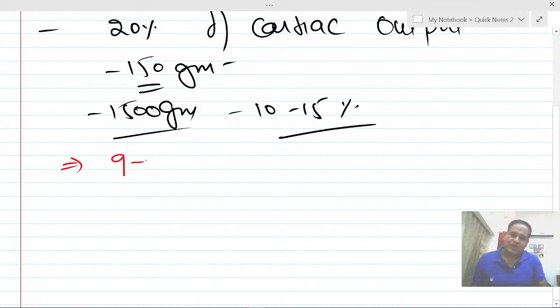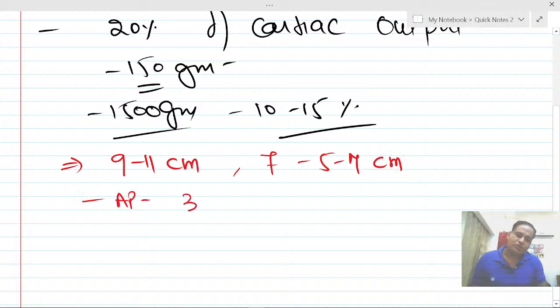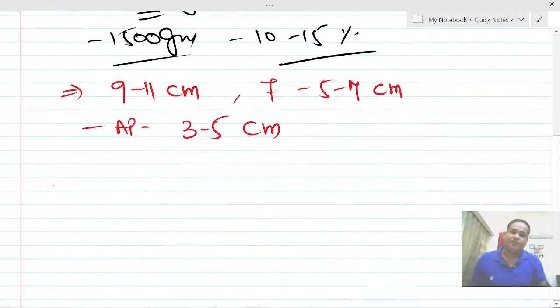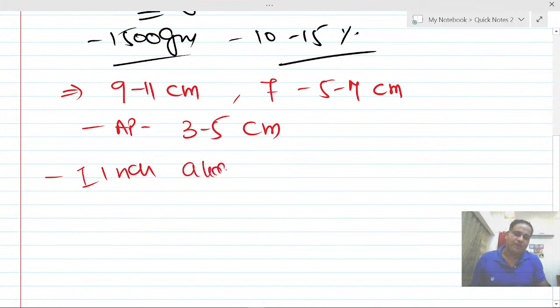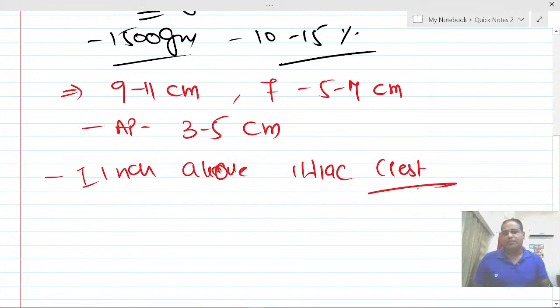So the vertical extent is around 9 to 11 centimeter. The transverse extent is around 5 to 7 centimeter, and the anteroposterior extent is only around 3 to 5 centimeter. So they extend just 1 inch above the iliac crest.